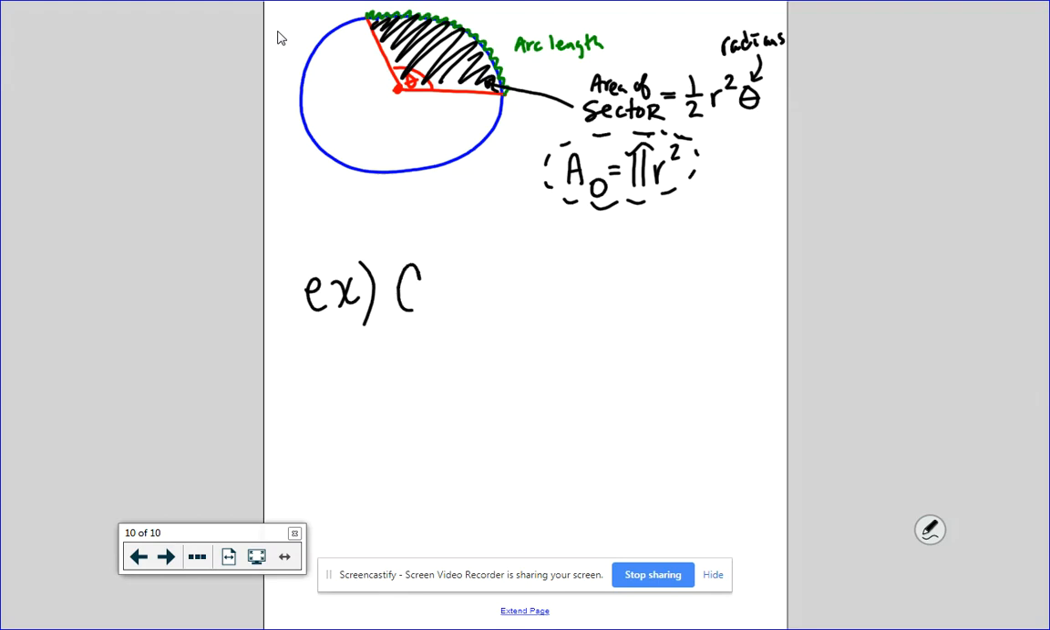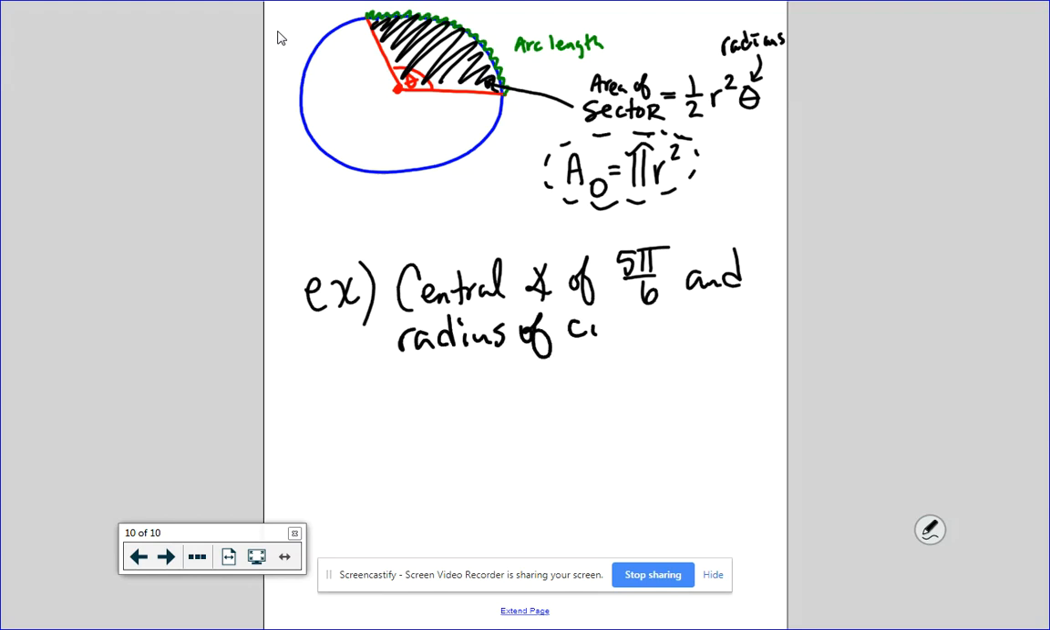So if I have a central angle of 5 pi over 6, I'm being nice this time. I'll give it to you in radians. And the radius of our circle is 16 centimeters. Find the area of the given sector.